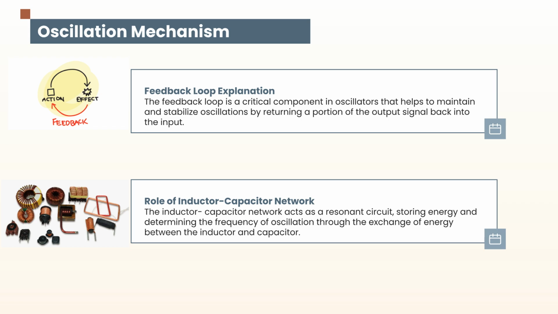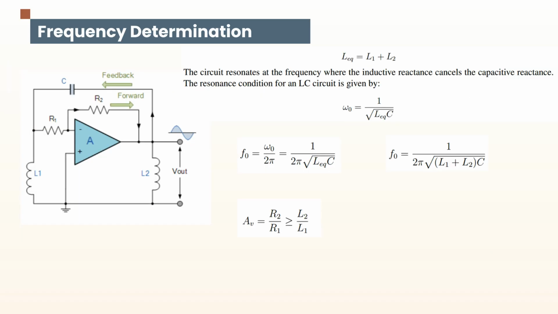The feedback loop maintains and stabilizes oscillations by returning a portion of the output to the input. The inductor-capacitor network acts as a resonance circuit, determining the frequency of oscillation. The circuit resonates at the frequency where inductive reactance cancels capacitive reactance. The formula shown determines the frequency of oscillation.